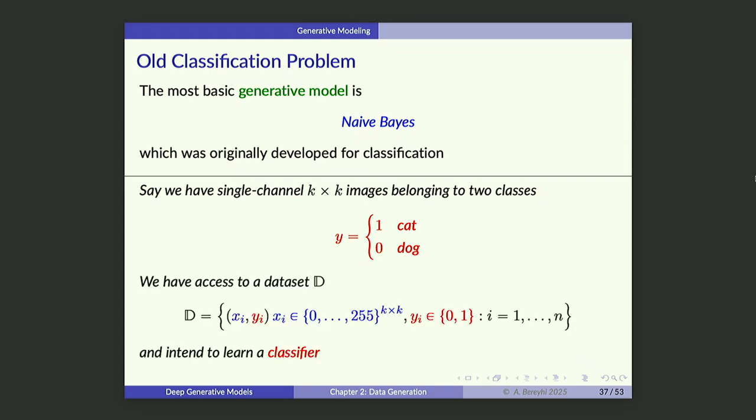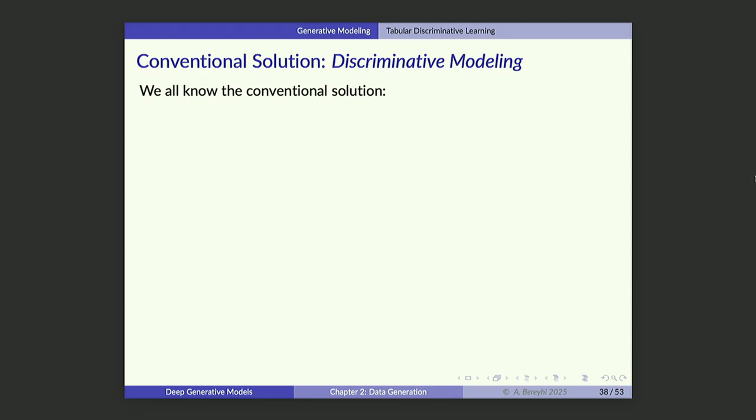Now, I'm going to go and collect a bunch of data points. So I'm going to collect a bunch of images. So they are k by k single channel images. And the labels are either cat or dog. So this is my data set. I assume I have n data points. And essentially, I want to just learn a classifier for this problem. So this is the classical problem.